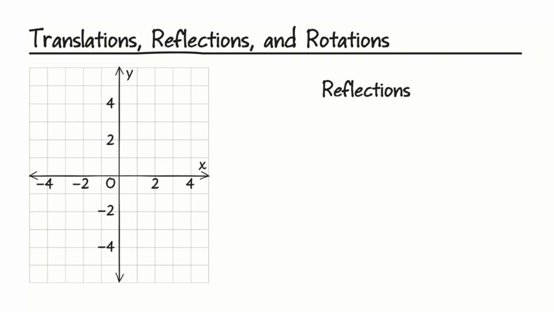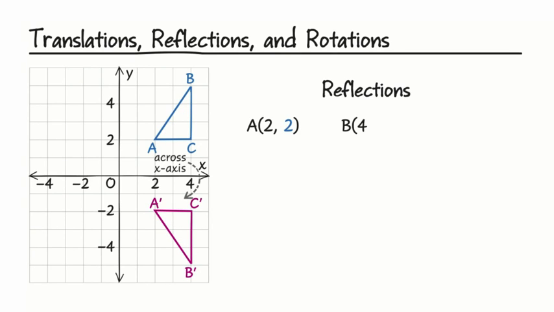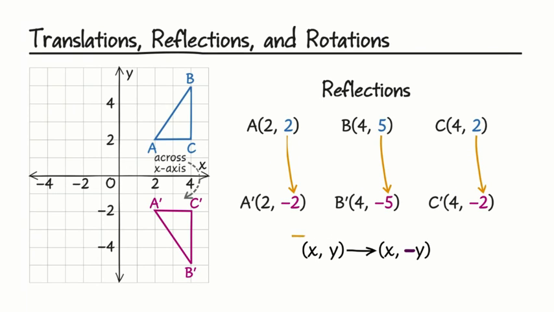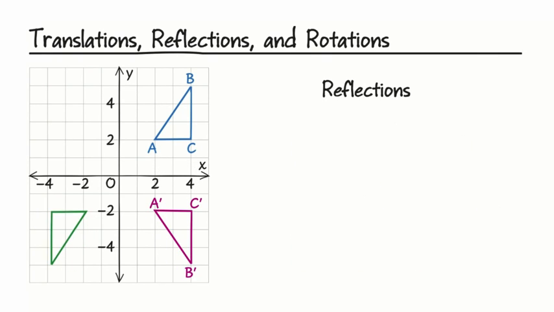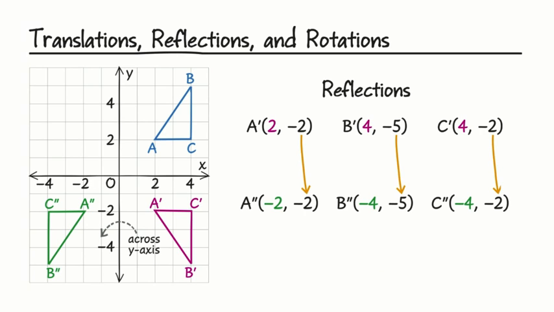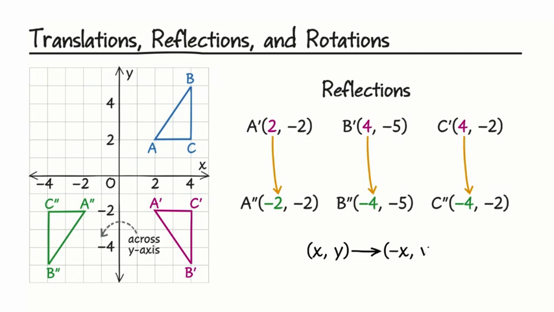Students also explore how reflections affect coordinates. When a figure is reflected across the x-axis, the x-coordinates stay the same, but the y-coordinates change to their opposites. Likewise, when a figure is reflected across the y-axis, the y-coordinates stay the same, but the x-coordinates change to their opposites.